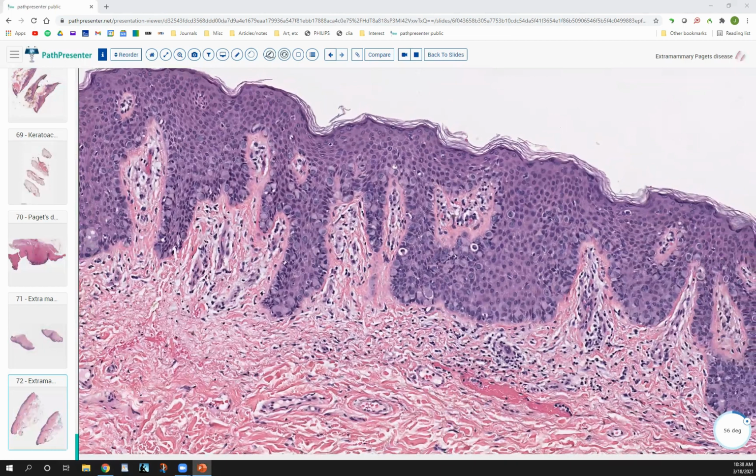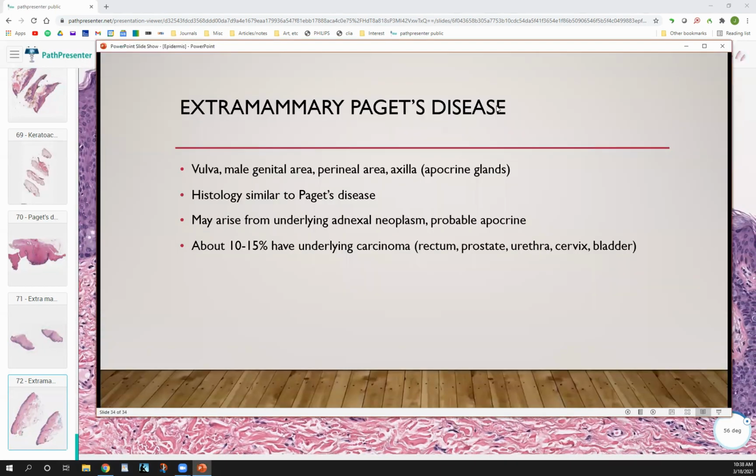So here's a little summary. Extramammary Paget's, we would definitely see this. Maybe see one case every few months. Vulva, male genital tract, perineal area, sometimes even the axilla. And that's because of the apocrine glands, which is thought to be a point of derivation for these things.